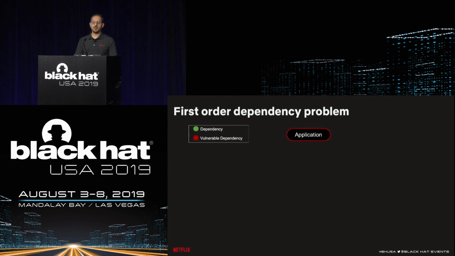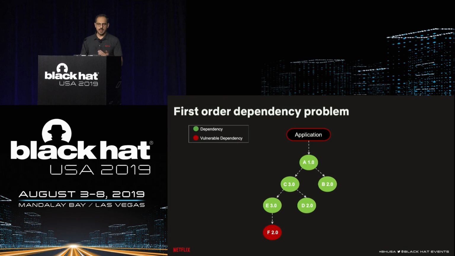The second thing you need to find is what we call first order dependency. And the problem is, imagine you're running an application that is relying on a library called A, and that library A relies on C and B, and this is like a nested dependency problem. So in this case, the packages F and H are actually vulnerable.